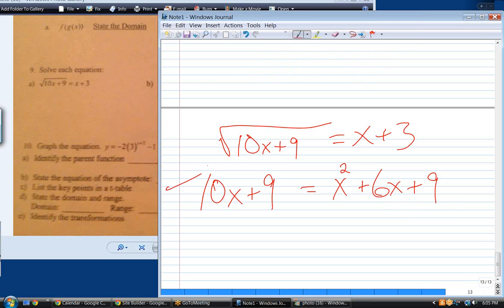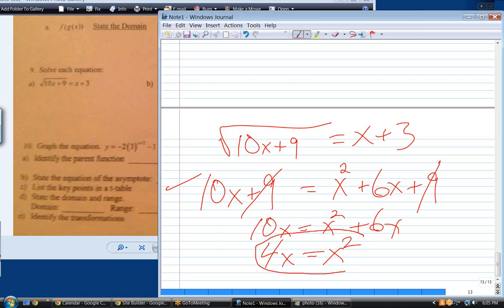Okay, so now what do we do next? We just gotta solve for x, so I'd do, we could just subtract 9 from 10x. That would get rid of 9, so I'd just have 2x equals x squared plus 6x, and then minus the 6x, so I just have 4x equals x squared, and then square root both sides.